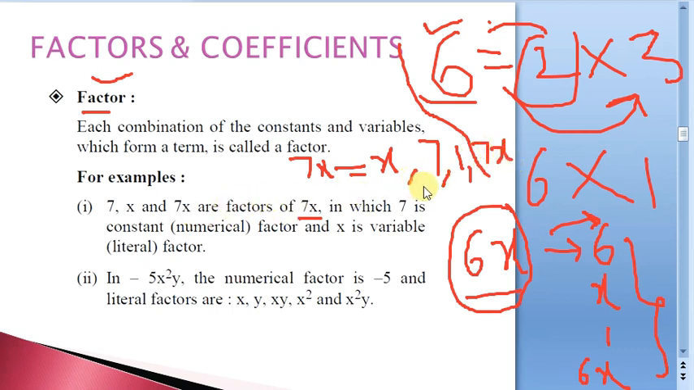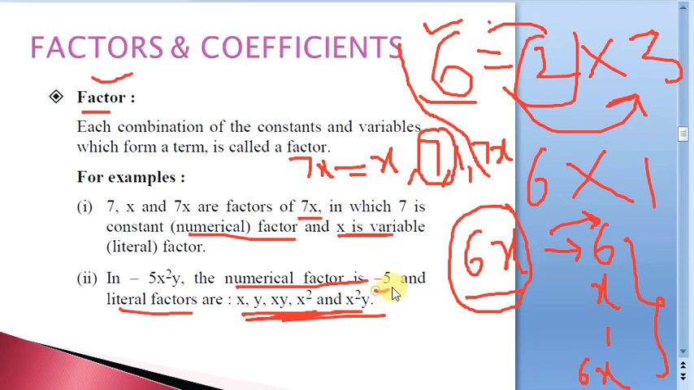In particular, if I talk about only the numeral, what is the number among all these? We generally won't take 1 into consideration, because by default 1 will be there. Out of the remaining, 7 is going to be the numerical factor, and x is going to be the literal factor. Literal factors mean the variables involved, and numerical factors mean only the numeral is taken.